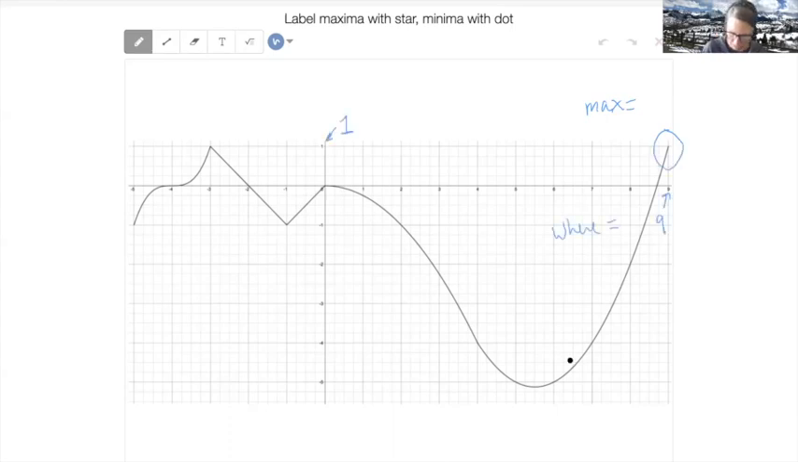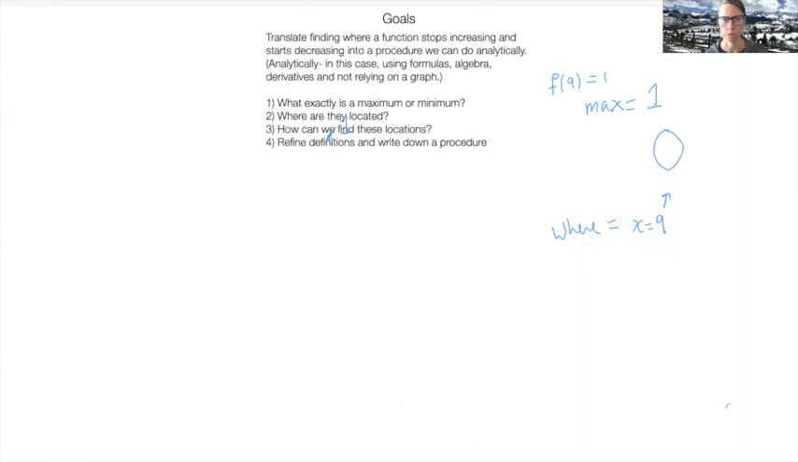Okay, so yeah, the maximum is 1 and it happens when x is equal to 9. Or we can say the maximum is f of 9. Another way to maybe think about how we could express what this is. Any questions on the definition for max and min? We'll challenge you in a minute here.